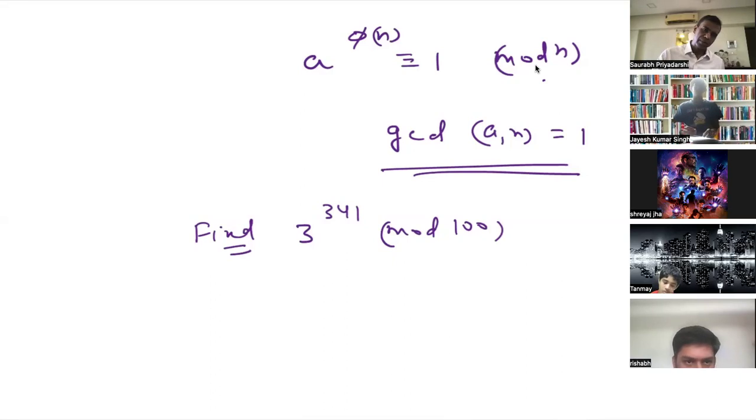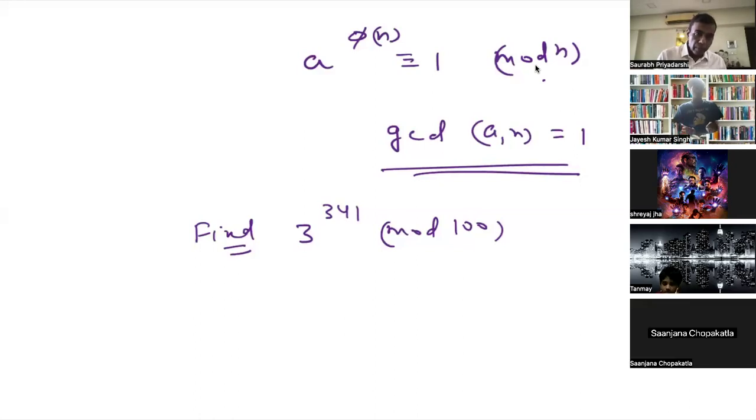21. Now you have to find 3 to the power 21. Just see for 21 what number you are getting for the last two digits. Sir, the answer is in the chat. Very good, Sanjana. Very good, everyone.